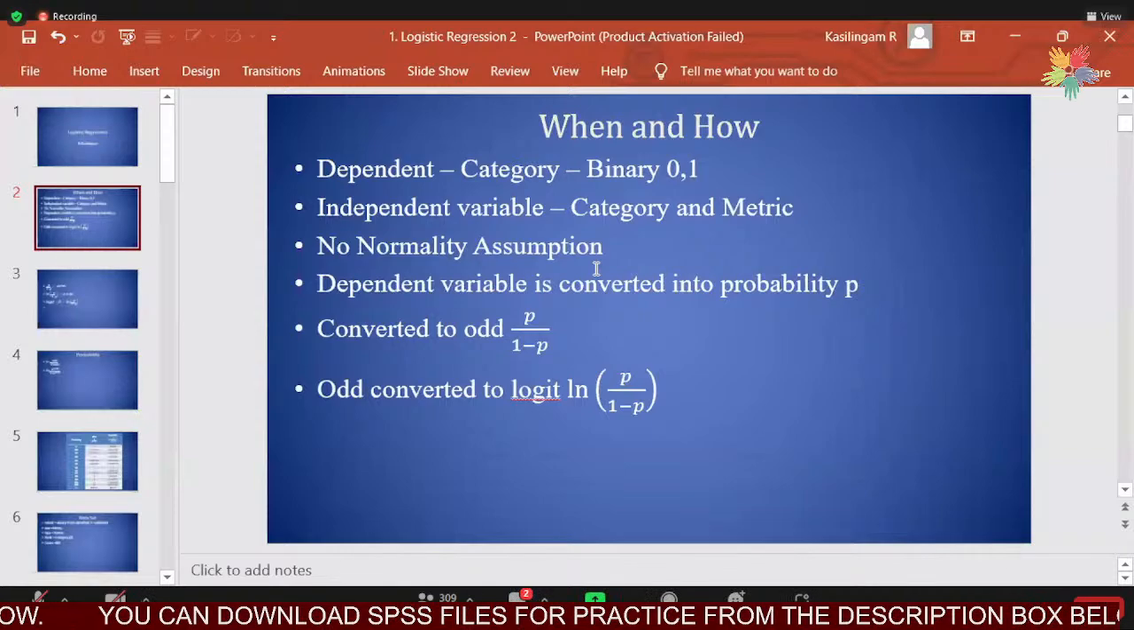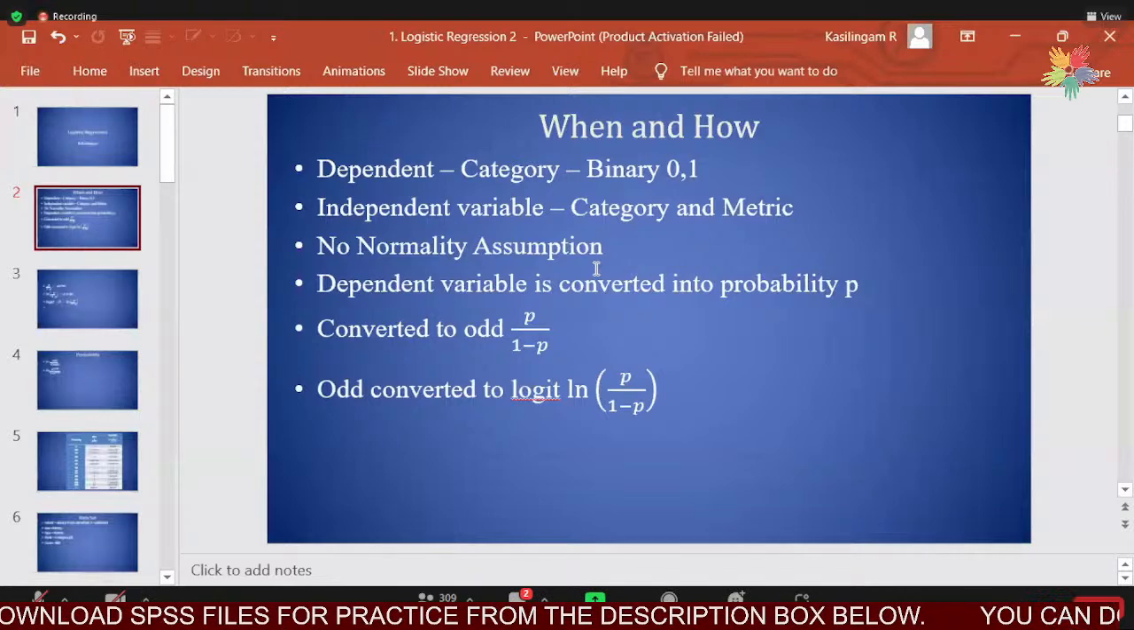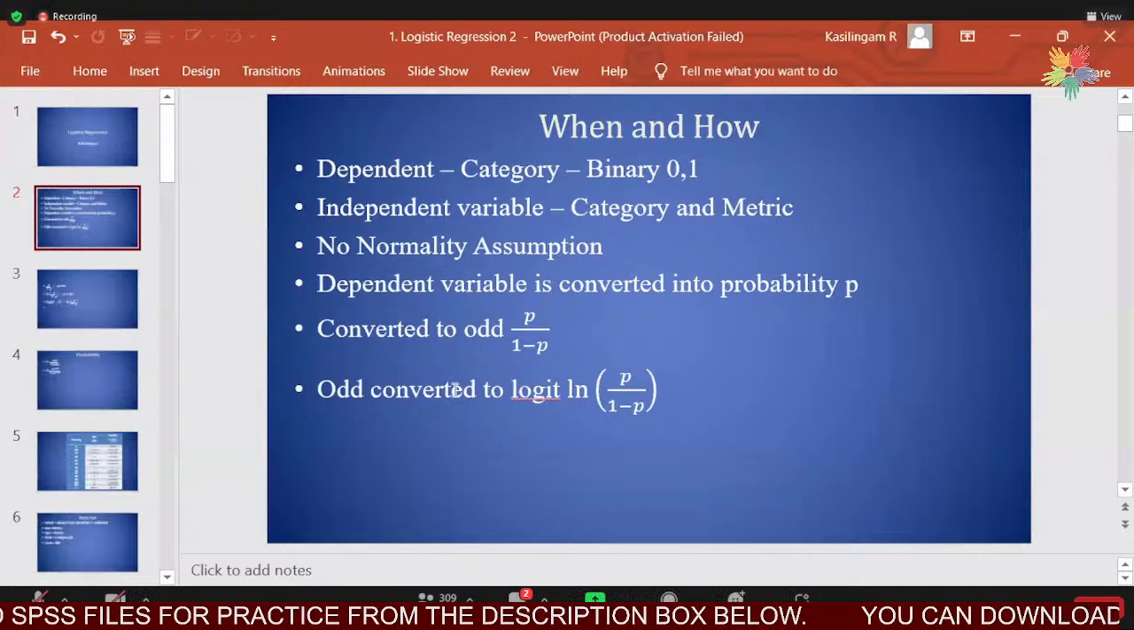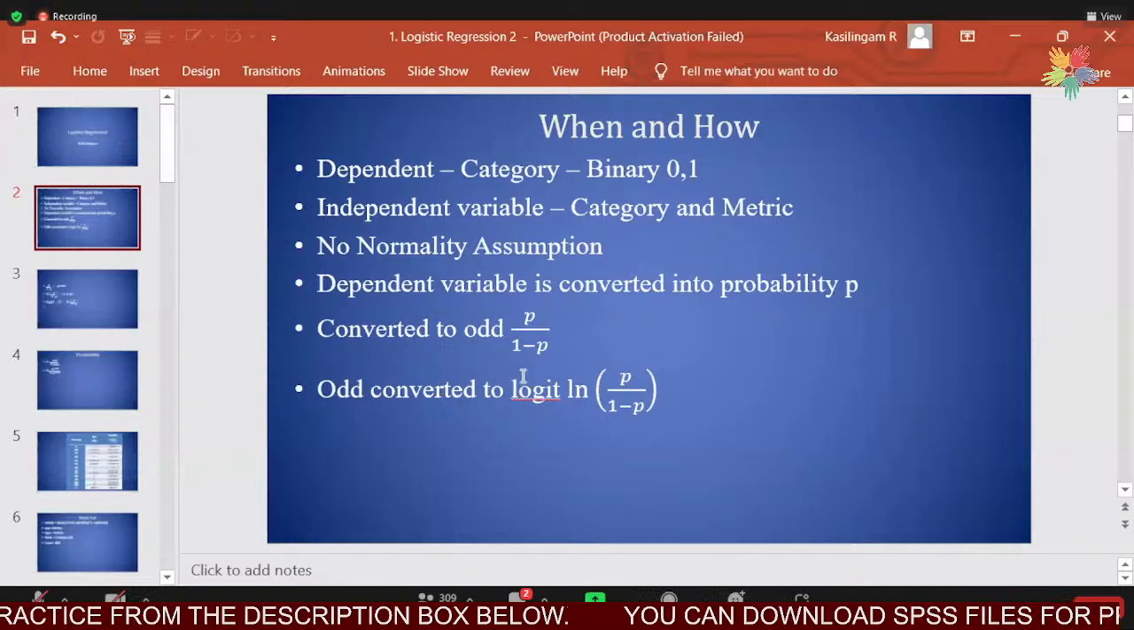Now it is not cancer, it is the probability of getting cancer, right? We will change it, no worry. Now that is converted to odds. Odds, that is the very important word we will use.